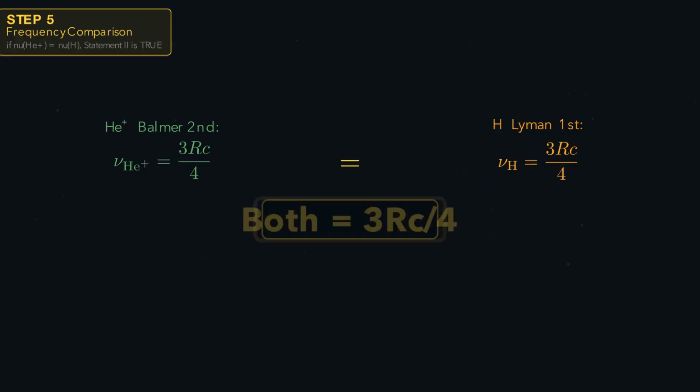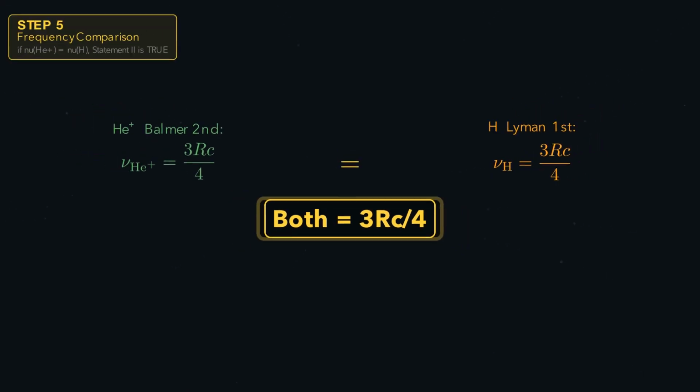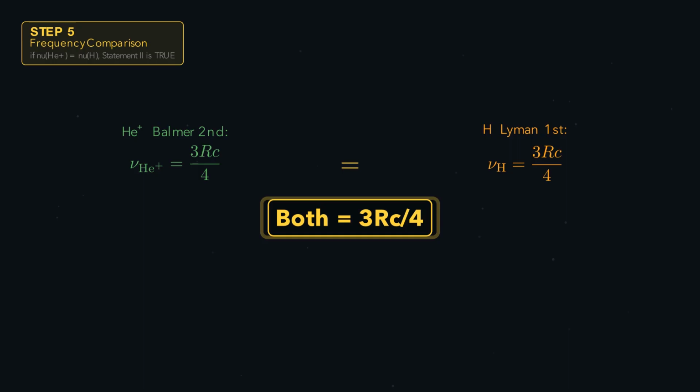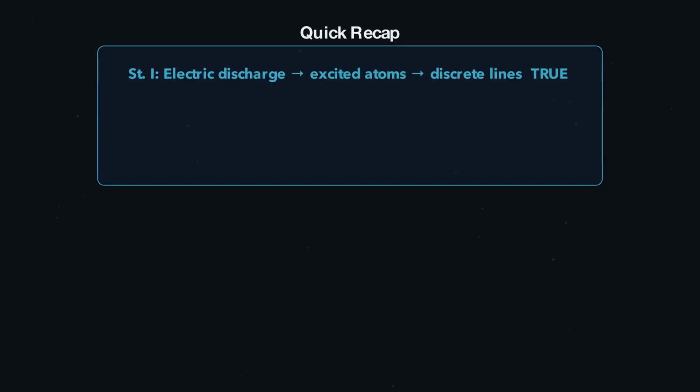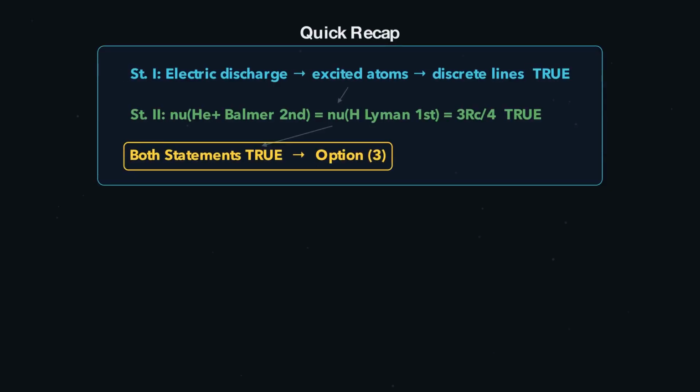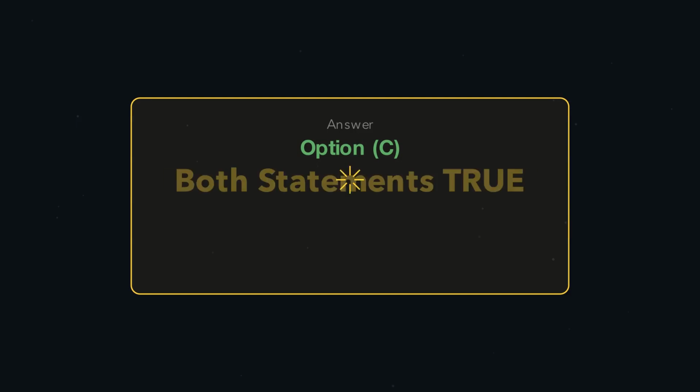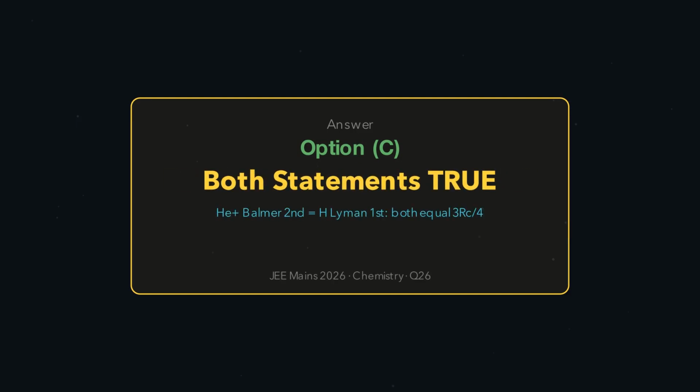For hydrogen, Z equals 1, the first Lyman line, n1 equals 1, n2 equals 2. Frequency equals Rc times 1 minus 1/4, giving us 3 Rc over 4, identical to He+. Both frequencies are exactly 3 Rc over 4. Statement 2 is also true. With both statements verified, the answer is option 3. Both statement 1 and statement 2 are true.